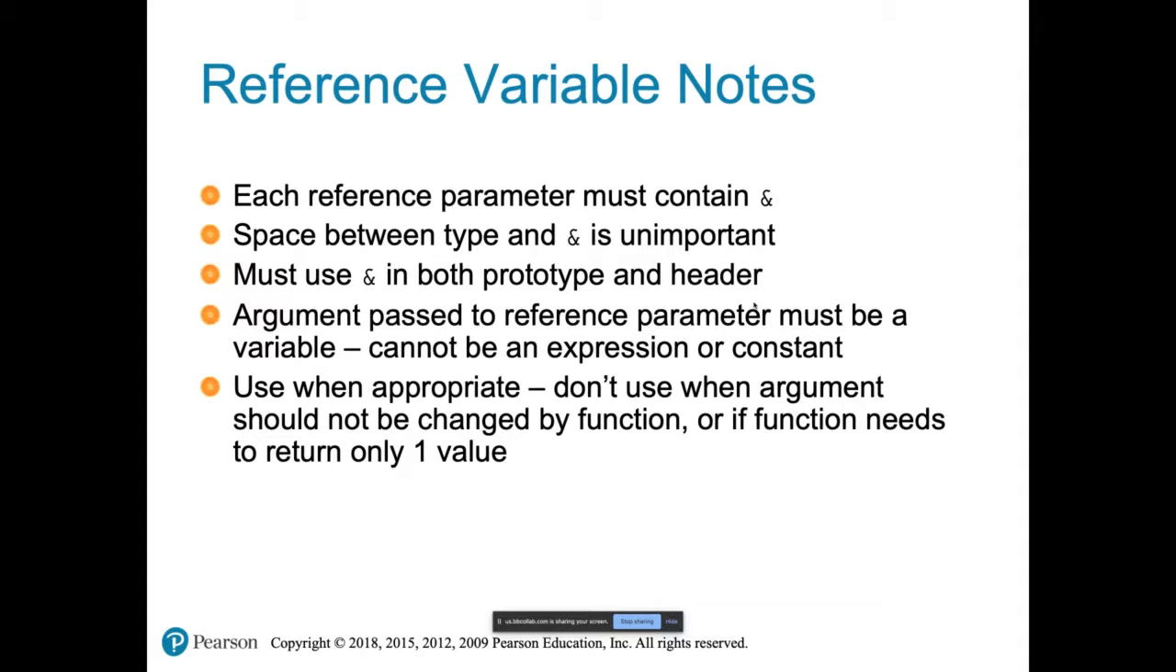That's kind of a misnomer. You can pass in a constant reference variable, but just make sure it is a constant, so it won't be able to change the value. You're doing this when you later talk about different data types like structures and so forth. You would pass in a reference variable, but if you don't want any changes to it, you make it a constant because you do not want that function to change any contents, and it's used for performance. Use it when appropriate: when an argument should not be changed by a function, or if the function needs to return only one.